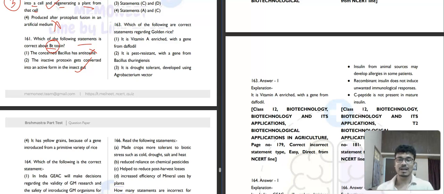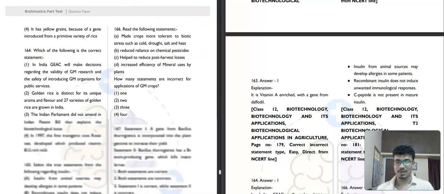Which of the following is a correct statement regarding golden rice? It is vitamin A enriched, with a gene from daffodil. Absolutely, this is the correct one. So you can just take this option. First option will be your correct answer. Then question number 164.